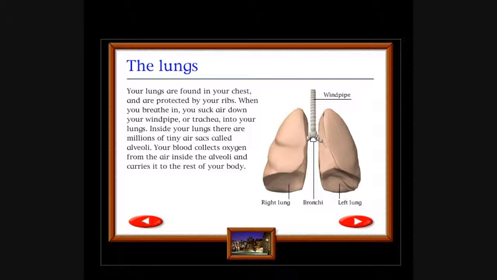Your lungs are found in your chest and are protected by your ribs. When you breathe in, you suck air down your windpipe or trachea into your lungs. Inside your lungs there are millions of tiny air sacs called alveoli. Alveoli, maybe. Your blood collects oxygen from the air inside the alveoli and carries it to the rest of your body. Windpipe, bronchi, left lung, right lung.